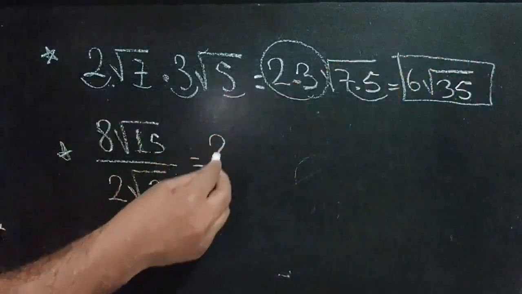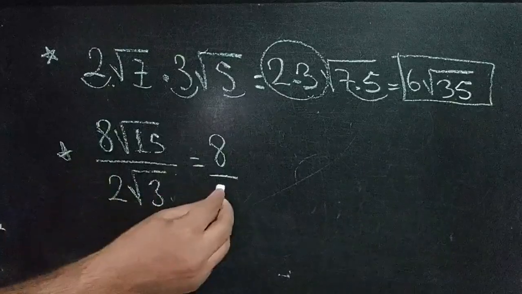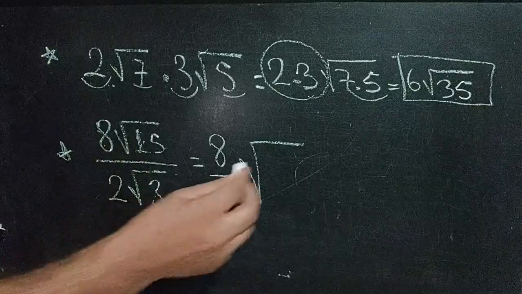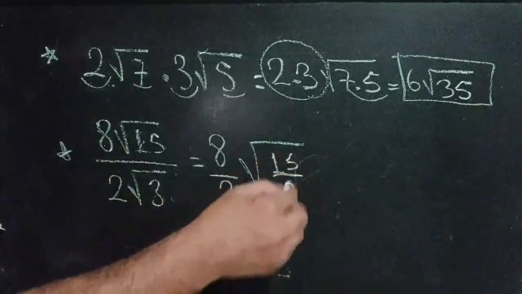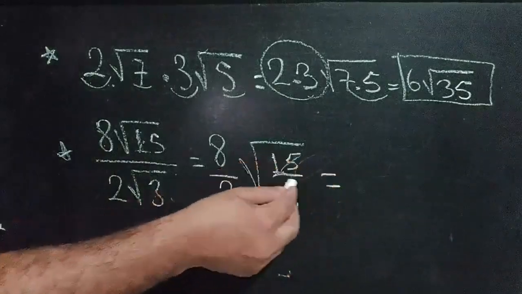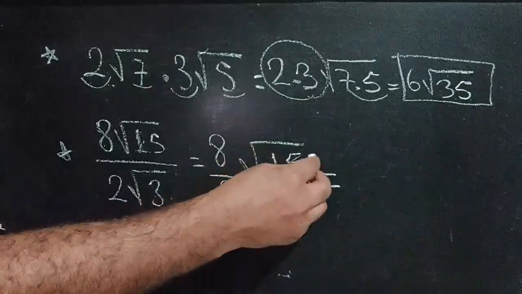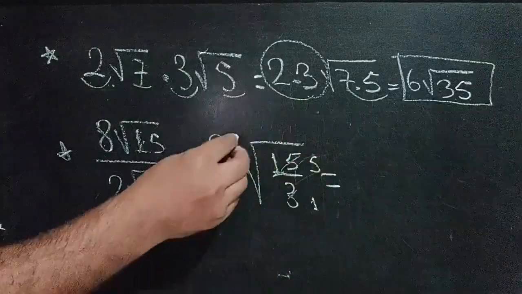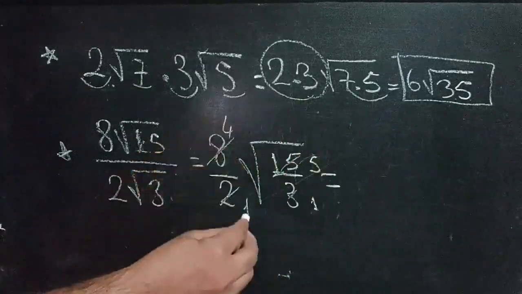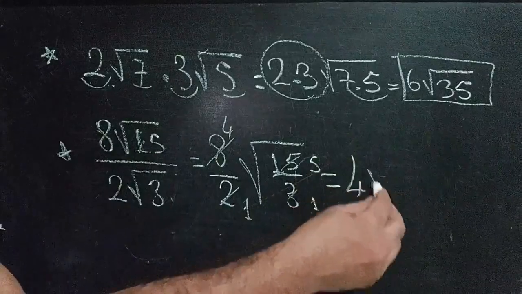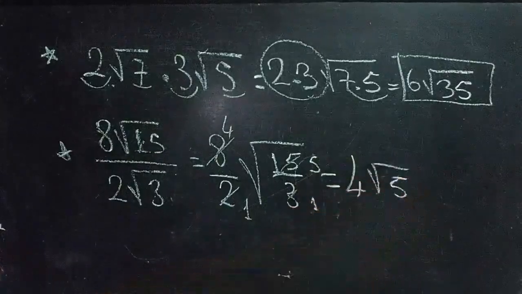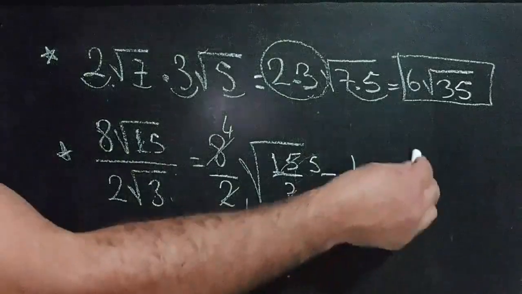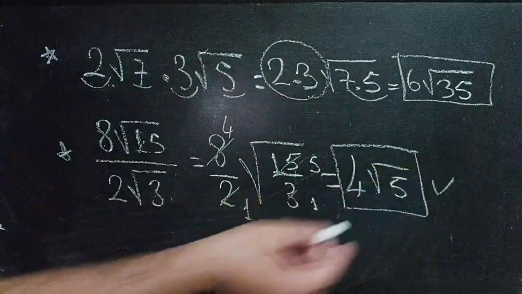So this one, 8 over 2, square root 15 over 3. So from there I will get 5 over 1, which is 5. There will be 4 over 1. So 4 square root 5 over 1, which is 5. And 5 doesn't come out of the square root as a whole number. It will stay like this.